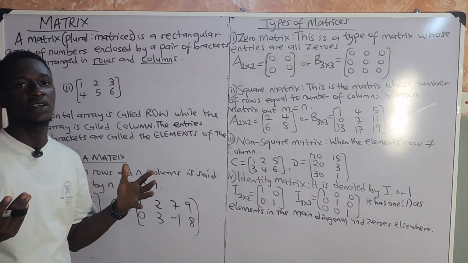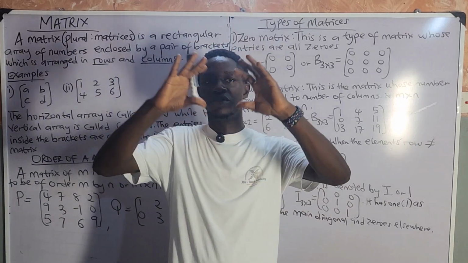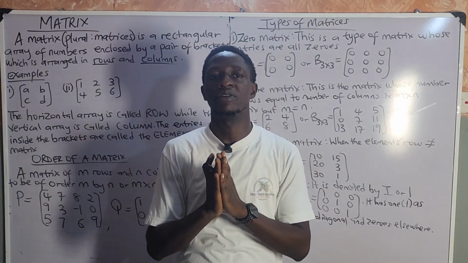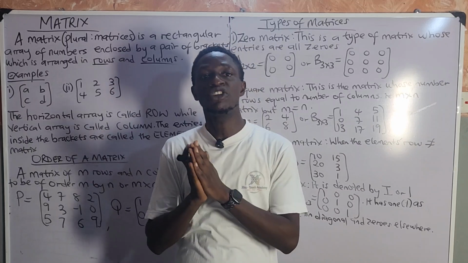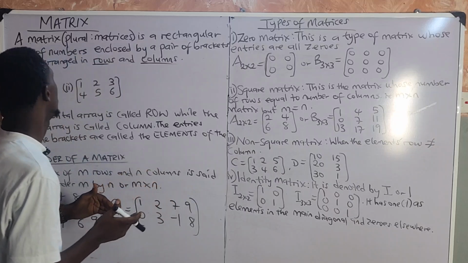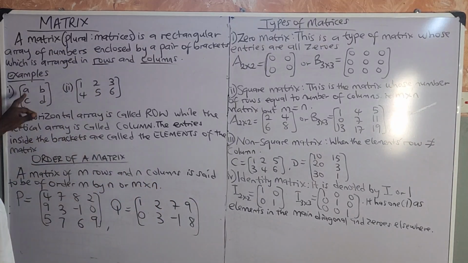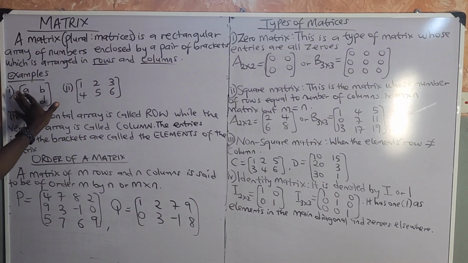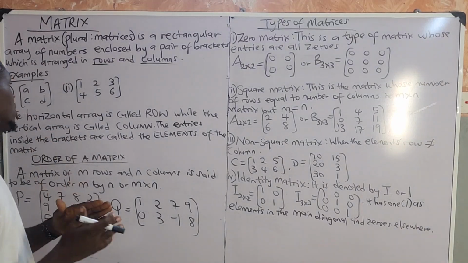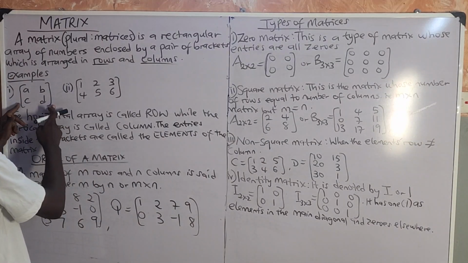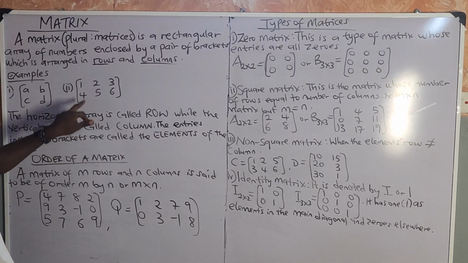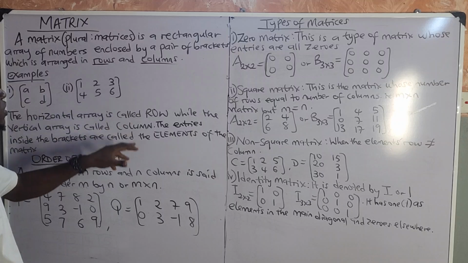So wherever you see an array of numbers arranged in rectangular form, or in the form of a rectangle, and there are entries there, it can be numbers, it can be letters, it is referred to as a matrix. So we have an example here. Like I said, it can be numbers, it can be letters, but the main thing is that it is arranged in a rectangular form. So we have A, B, C, D. Then we have 1, 2, 3, 4, 5, 6.